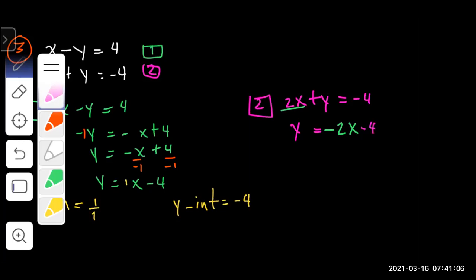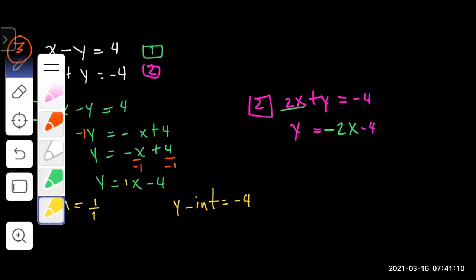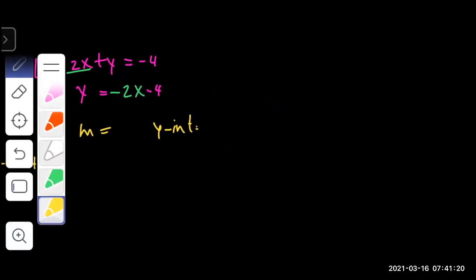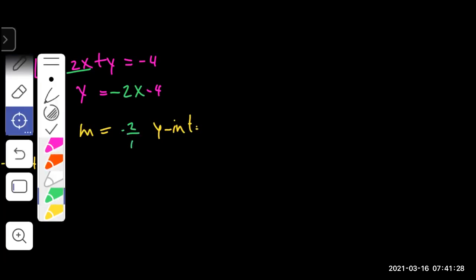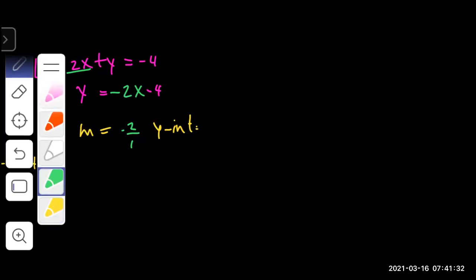Now is y alone? Yes, it is. Let's identify the information: the slope and the y-intercept. What is the slope in this case? I think it's negative 2, right? We need a fraction, so we add 1. What is the y-intercept? What is the constant term? Negative 4.